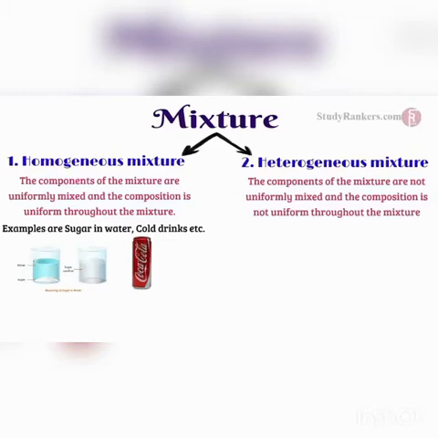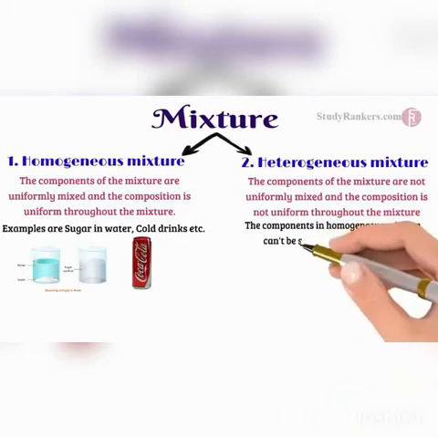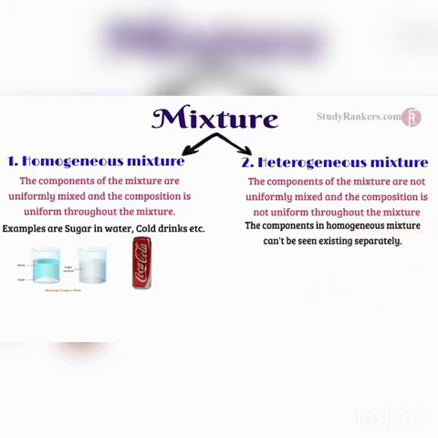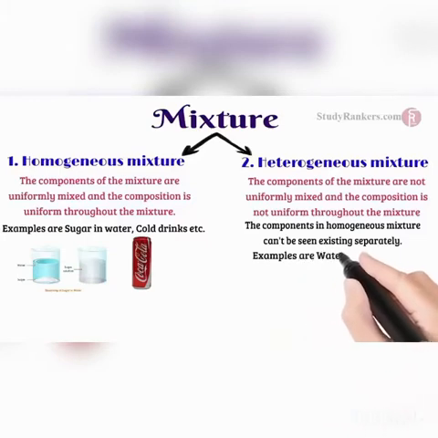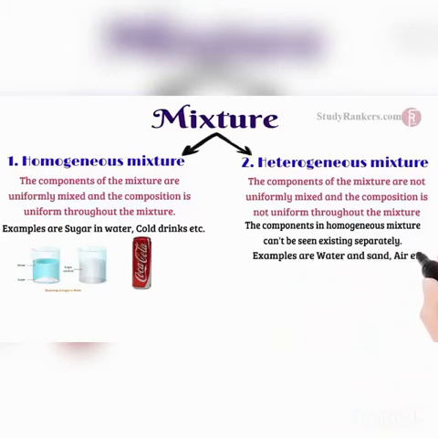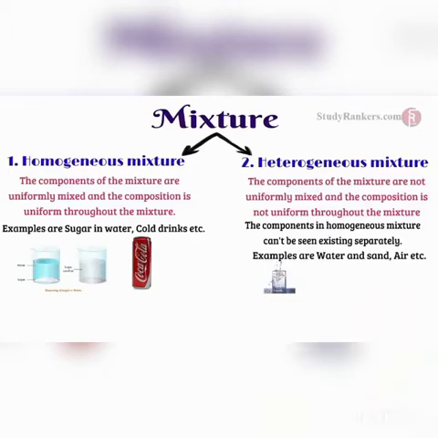But again, one question is still in our mind: how will we distinguish them when we see them? Well, the components in a homogeneous mixture can't be seen existing separately. The components will be seen equally divided in all the layers of the mixture. There will be no variation. This is not the case in a heterogeneous mixture. The mixed substances can be observed, and they are not uniform in the whole mixture.